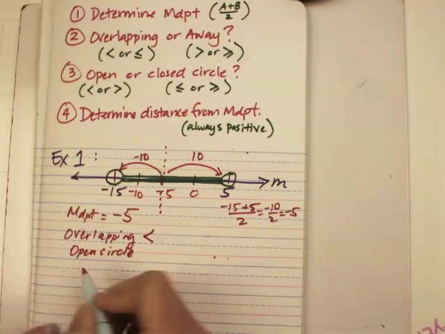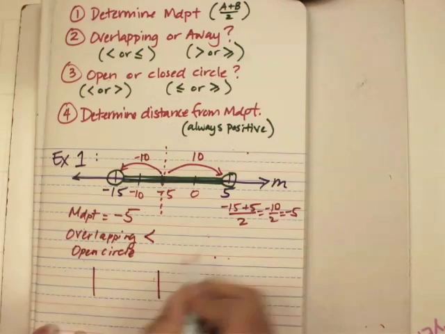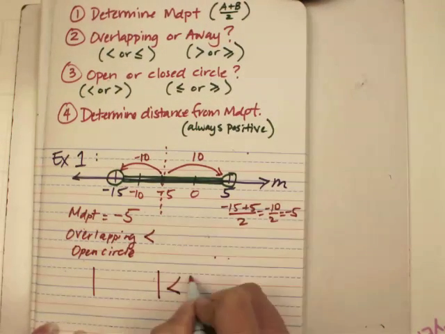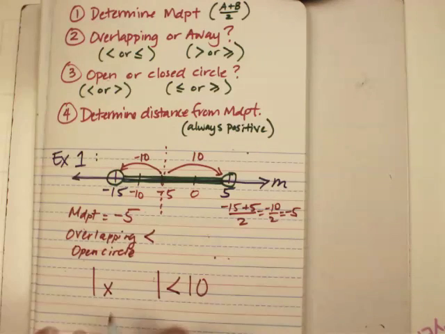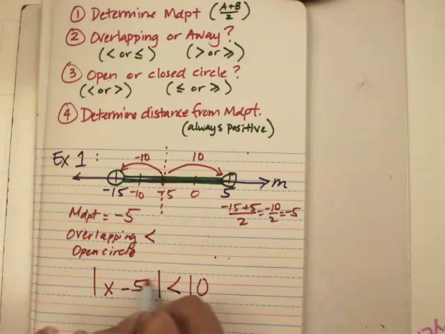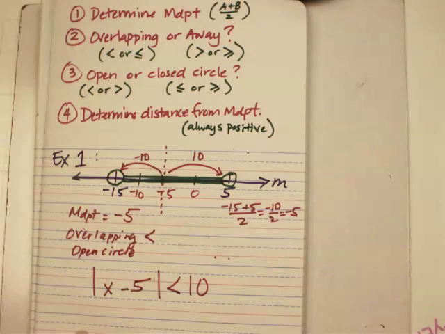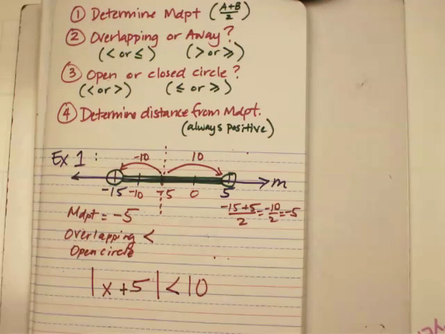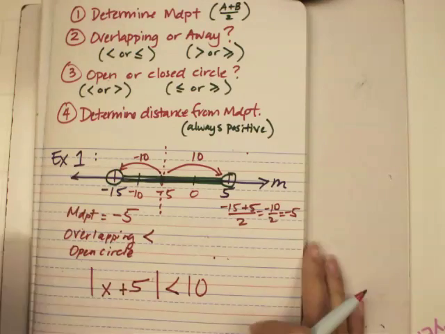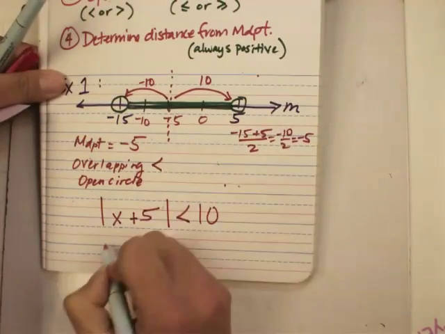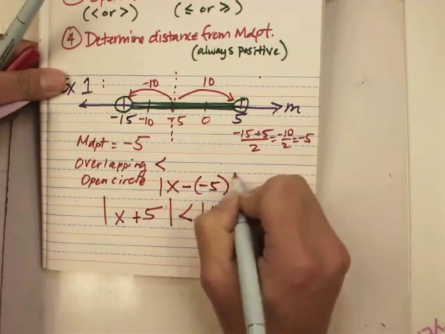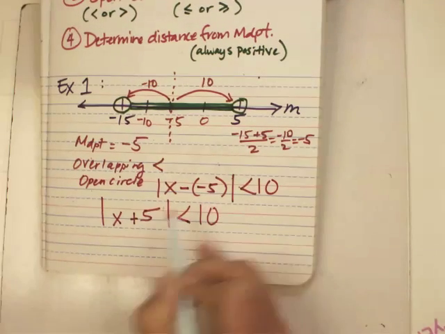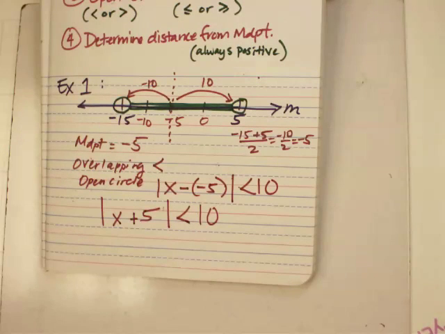So when I write my equation, I have an absolute value using the less than. Distance is 10, and this is the distance between x and -5. Okay, x and -5. And the reason why I write plus is, remember we said the distance is x minus whatever the midpoint is. And this is just a simplified version. Okay, so that's one example.